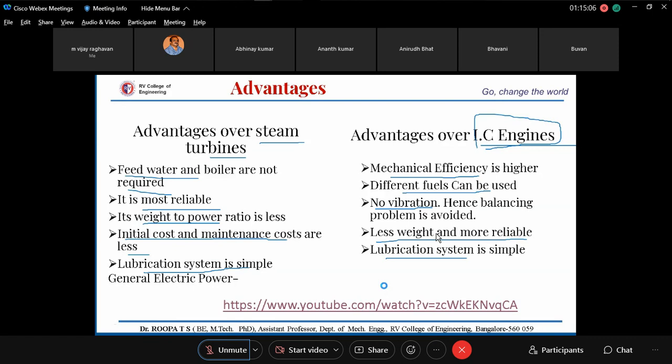So up to this, is that clear? Today's gas turbine concepts are clear, both open cycle and closed cycle? Yes, ma'am.